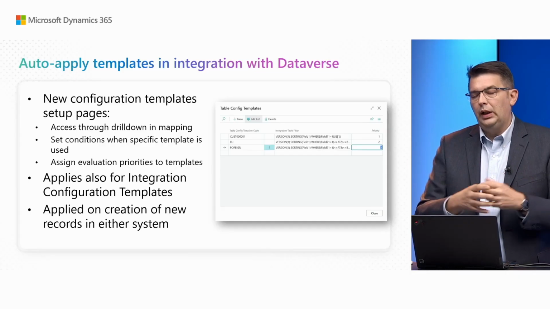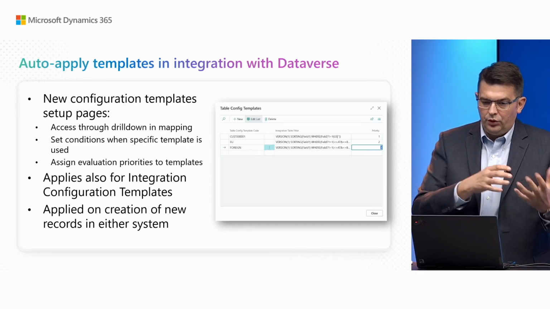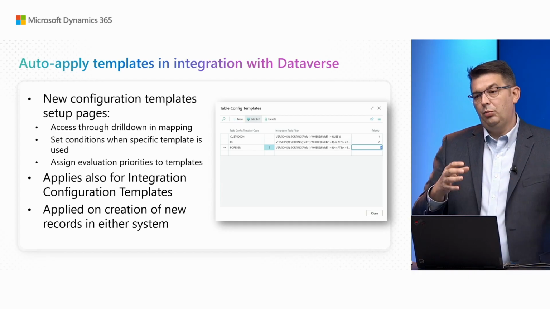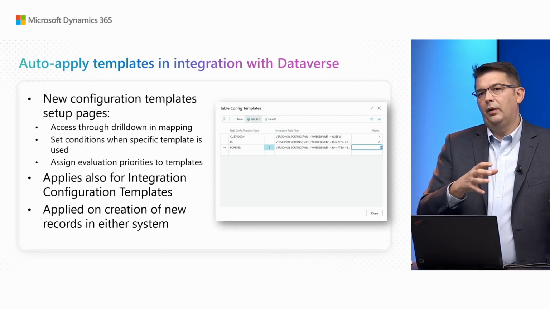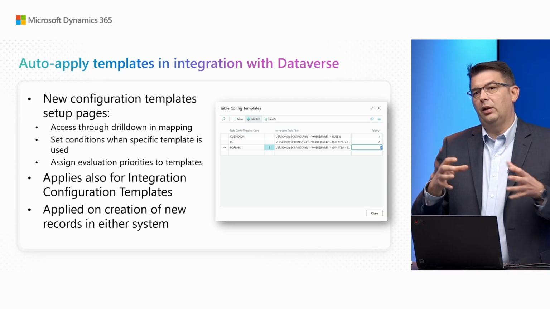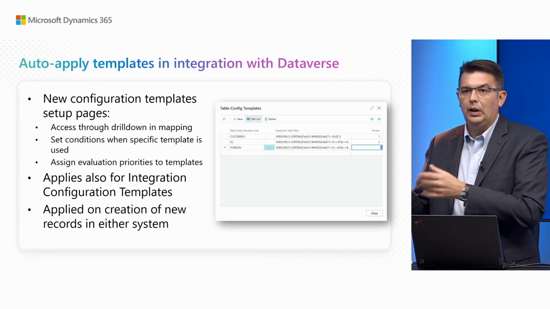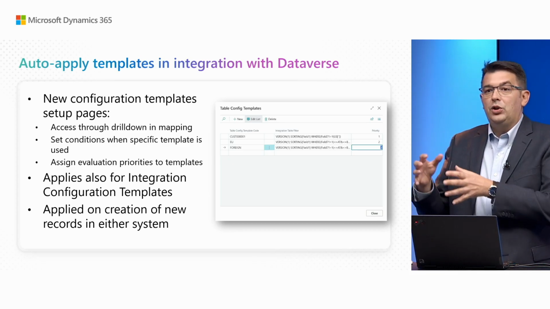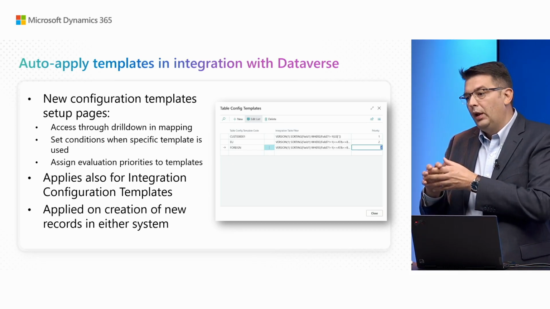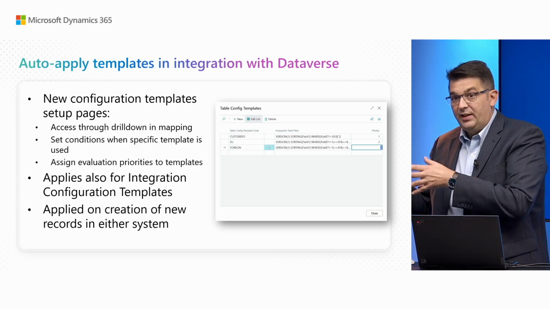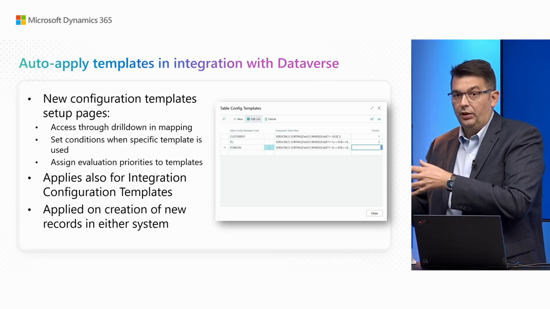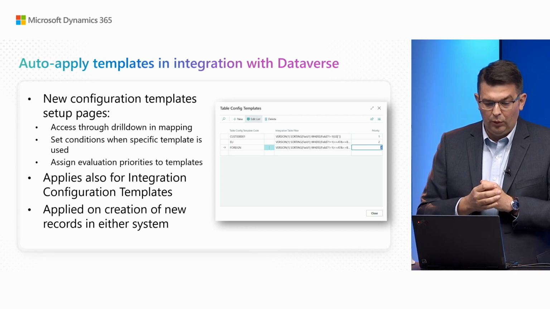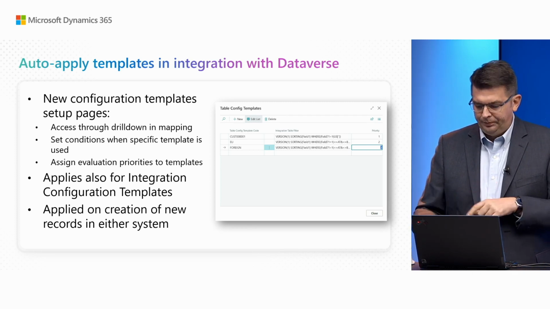What I've shown you in the short demo was the application of the table configuration template, which means this is a template that gets applied once the Dataverse record gets created in Business Central. But there are also integration table configuration templates, which apply when a Business Central record is created in Dataverse. So it works in both directions.